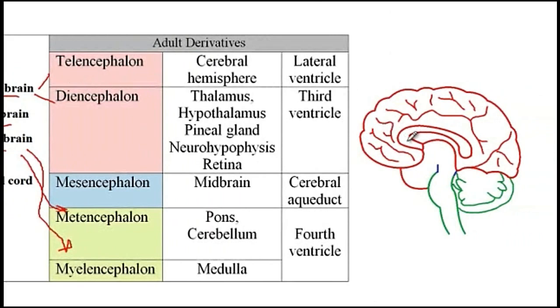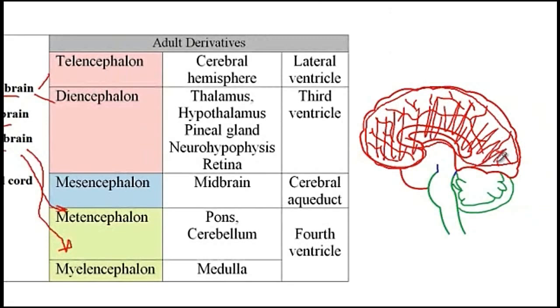So telencephalon gives rise to the cerebral hemisphere, so it would give rise to this structure right here. And then diencephalon will give rise to all the structures that are in the center of the brain, so right here. So it will include thalamus, hypothalamus, pineal gland, and the posterior pituitary gland.